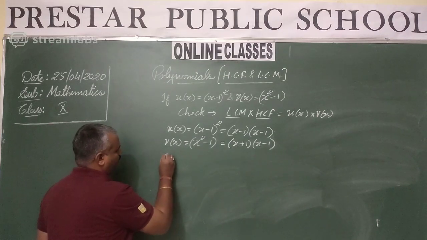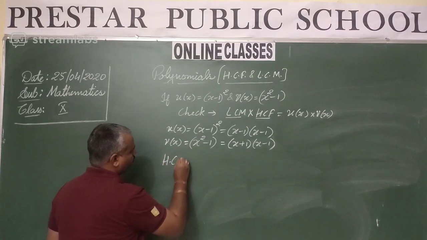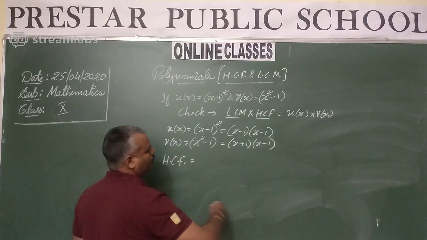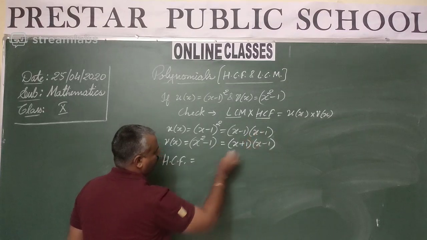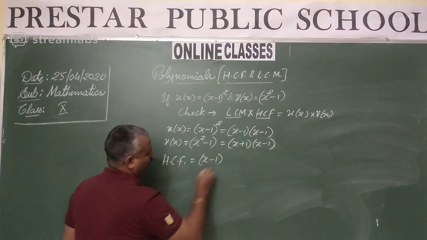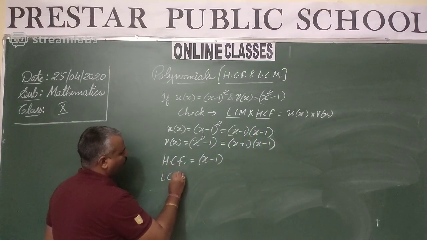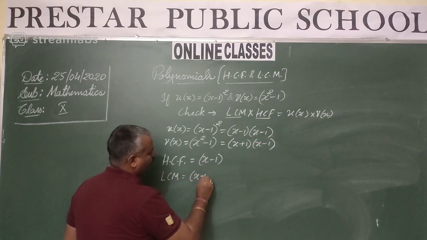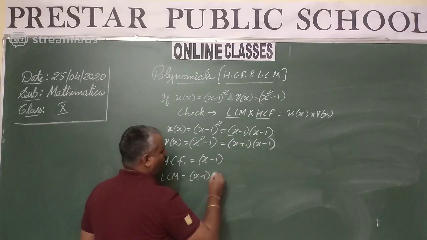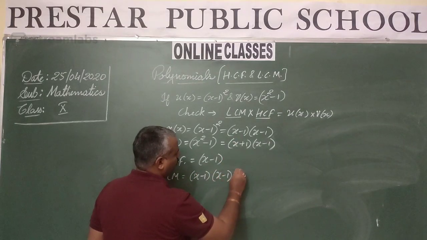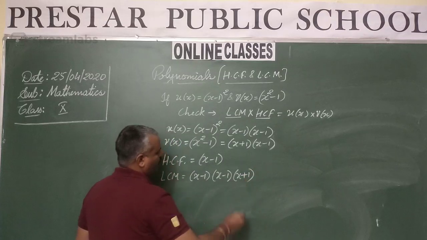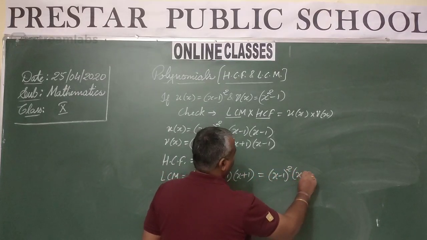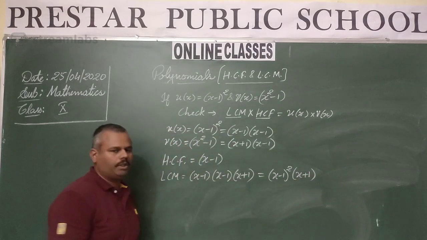Now the HCF of these is the common factors which are to be taken. So it is x minus 1 as the common factor. For the LCM, what we do is the common factors are written once along with all the remaining factors. That is x minus 1 whole squared multiplied by x plus 1.